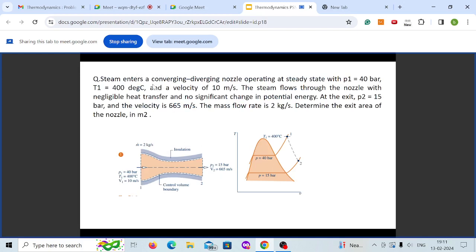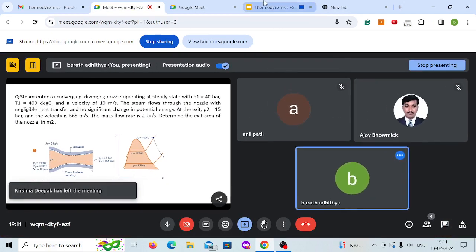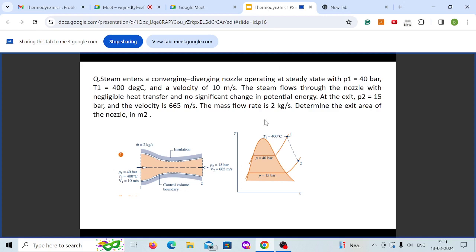we have steam which enters a converging diverging nozzle. This is operating at steady state, with a pressure of 40 bar, a temperature of 400 degrees Celsius, and a velocity of 10 meters per second. So your inlet condition is known: 40 bar, 400 degrees Celsius and 10 meters per second.